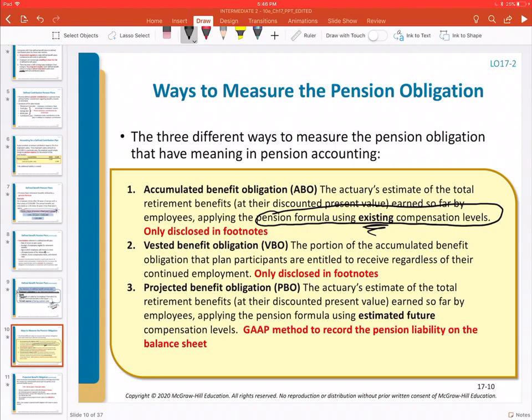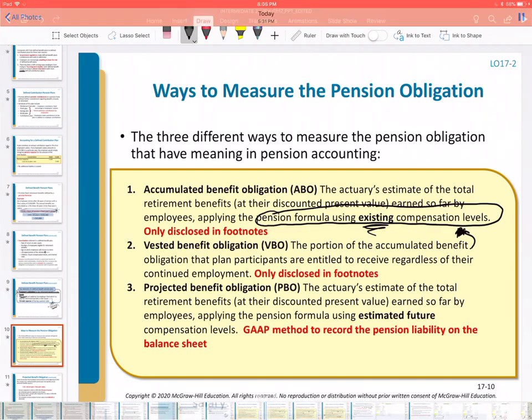The second piece, a vested benefit obligation. This is simply the percentage of the accumulated benefit obligation. So what we just discussed, the accumulated benefit obligation, what percentage of that are the employees entitled to receive regardless of whether they keep working for us or not? So again, I gave the example that sometimes there may be instances where the employees aren't vested in the defined benefit plan, the pension plan, unless they've worked for the company for at least 10 years.